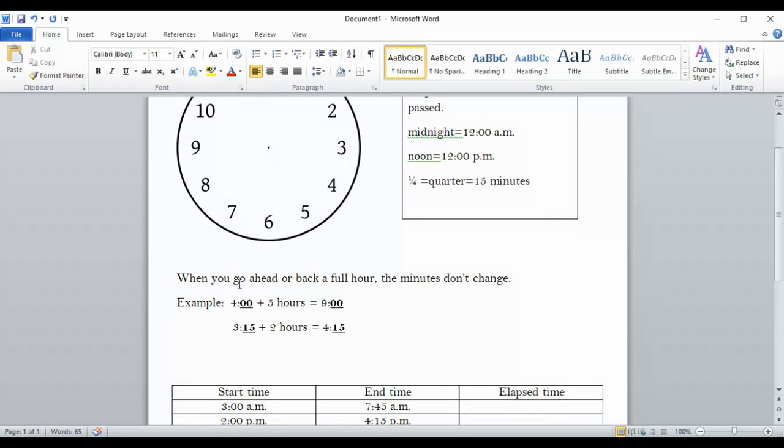When you go ahead or back a full hour, the minutes don't change. And what I mean by that statement is this. If I say, right now it's 4 o'clock, what time will it be in 5 hours? Well, it's now 4 o'clock. 1, 2, 3, 4, 5. It's going to be 9 o'clock. So you'll notice that this 0, 0 and that 0, 0 did not change. We went ahead 5 hours, but the only thing that changed was that hour number.